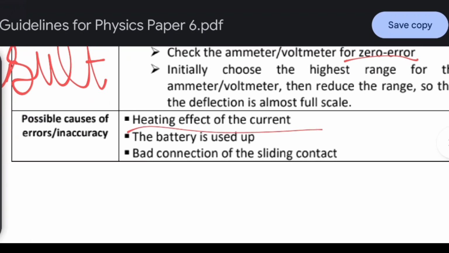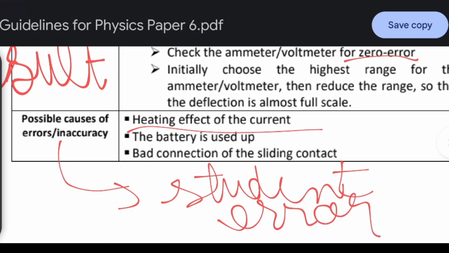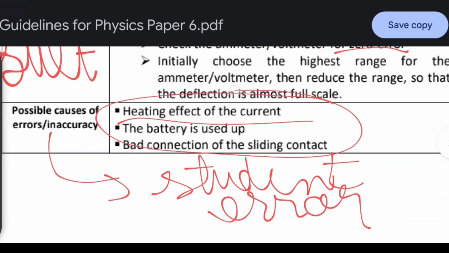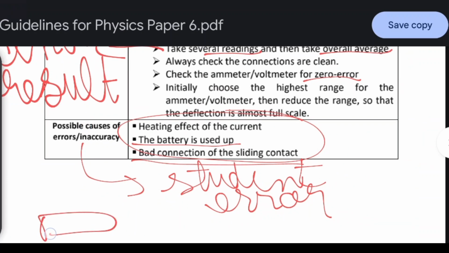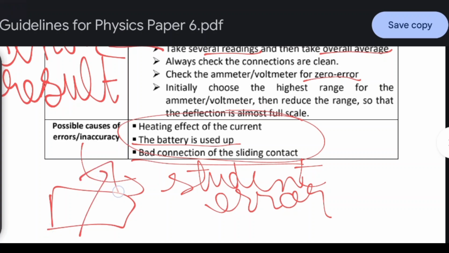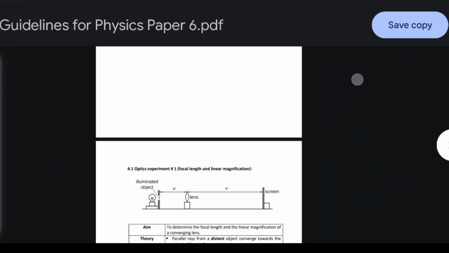All right. Why? This question, how they ask you, is like another student does it and he makes an error. His results are not the same. What is the reason? So these points at the end of the experiment given here will be very helpful for you. Okay, the battery is used up, the battery finishes. Okay, then bad connection of the sliding contact in the variable resistor. So the sliding contact has a bad connection.